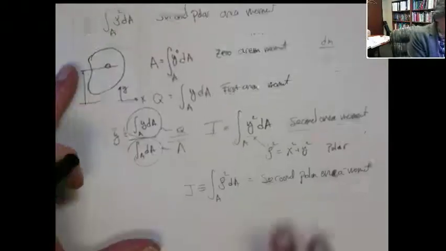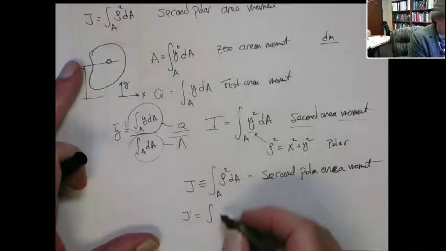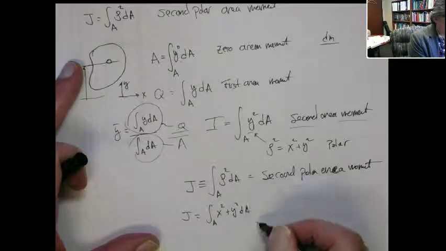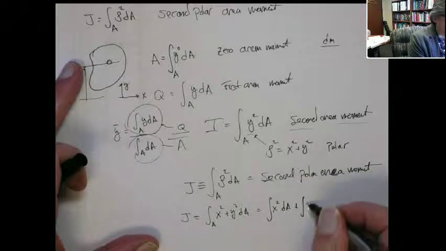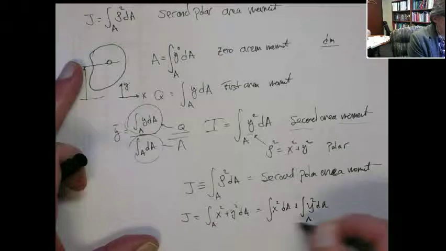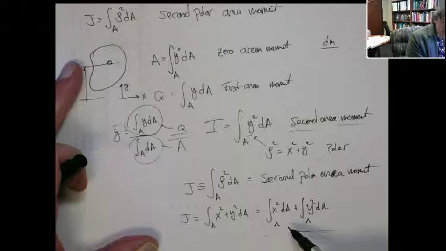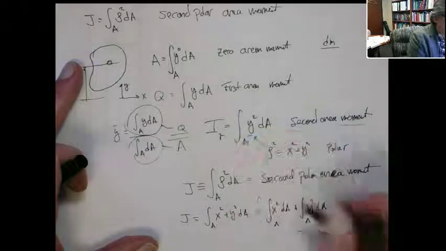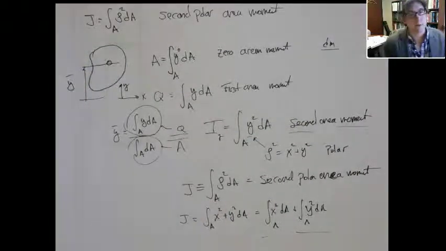And so you can see actually, J, if I write this as x squared plus y squared, this becomes the integral of x squared plus y squared dA, because that's rho squared, which is the x squared dA plus the y squared dA. And you can see these are the two Cartesian second area moments, I_y and I_x. Okay? All right, so that's what you get. So that's where the name comes from.